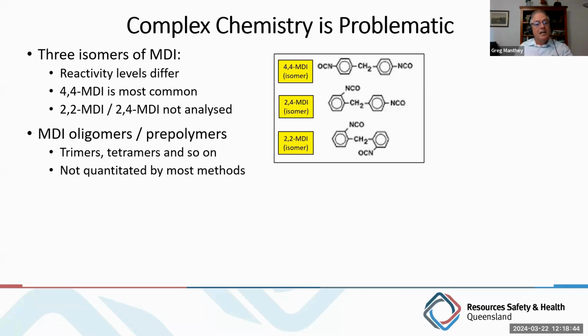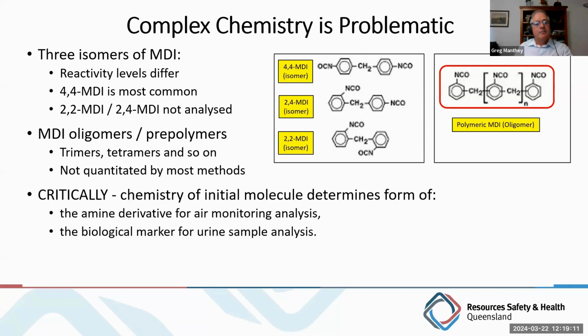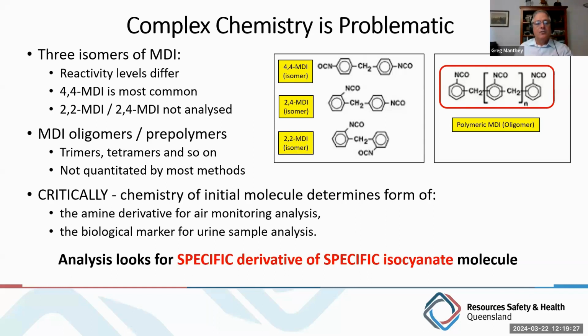MDI oligomers and prepolymers are pretty much the same. The current methodology doesn't look for the short-chain prepolymers of MDI. It only looks for MDI. Now, that's not all monitoring analysis, but most of the analysis at the moment doesn't identify those, and I'll touch on that further in the program. Critically, the chemistry of the initial molecule determines the form of the analyte that air monitoring analysis looks for, and the analyte that urine sampling looks for. So the analysis looks for a specific derivative of a specific isocyanate molecule. And that's where one of the limitations in the current risk assessment methodology is.